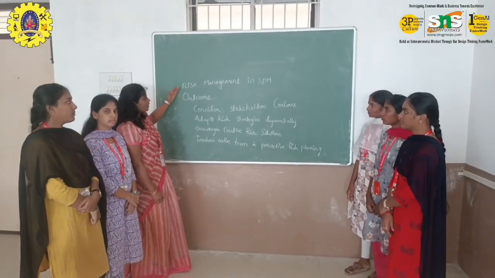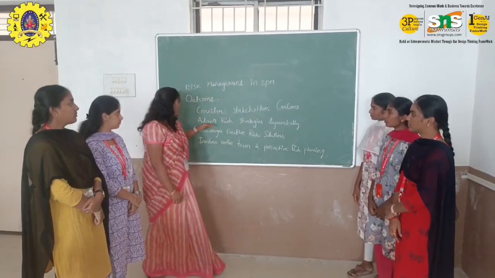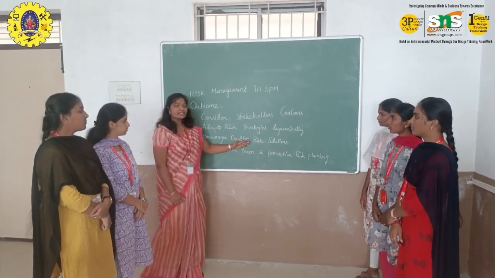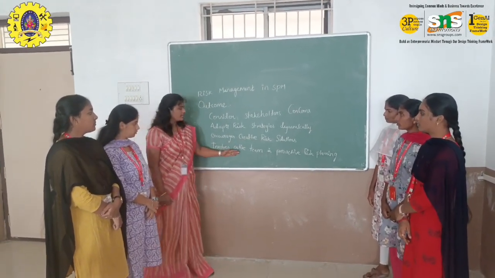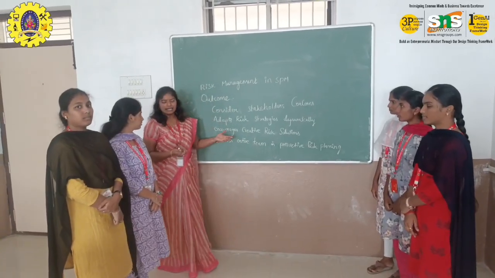Let's see the outcome of the risk management system goals. Consider stakeholders' concerns, adapt risk strategy dynamically, encourage creative risk solutions, and involve the entire team in proactive risk planning. Hope you all have understood the concept.